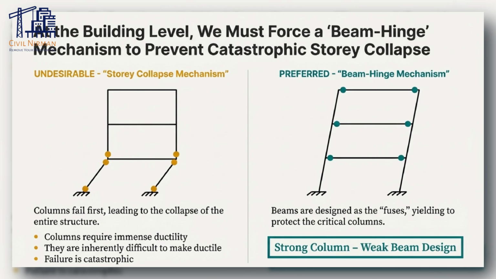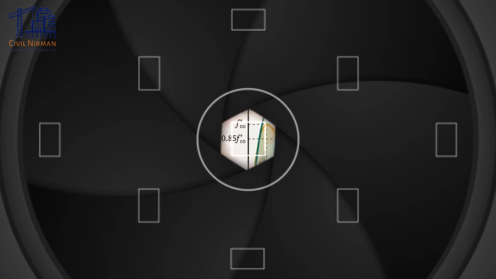Columns are generally less ductile than beams due to axial compression. Therefore, we design a beam hinge mechanism. We want beams to act as fuses that yield to dissipate energy while the columns remain strong to hold the building up.